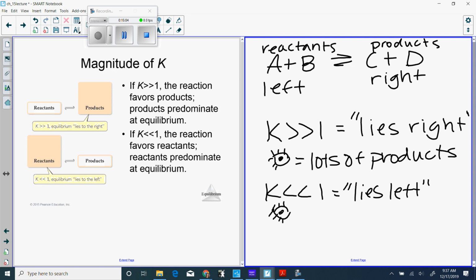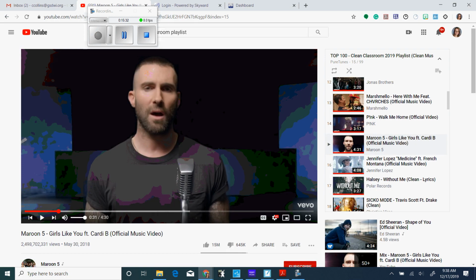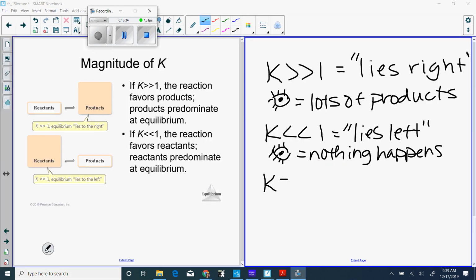Okay? So when we have a really small K value, we usually say no reaction. Because it's mostly reactants, and reactants is what I started with. So I didn't make anything new. Okay, when the music starts, talk about K being greater than 10, K being less than 0.1, and what our eyeballs see. Ready, go.